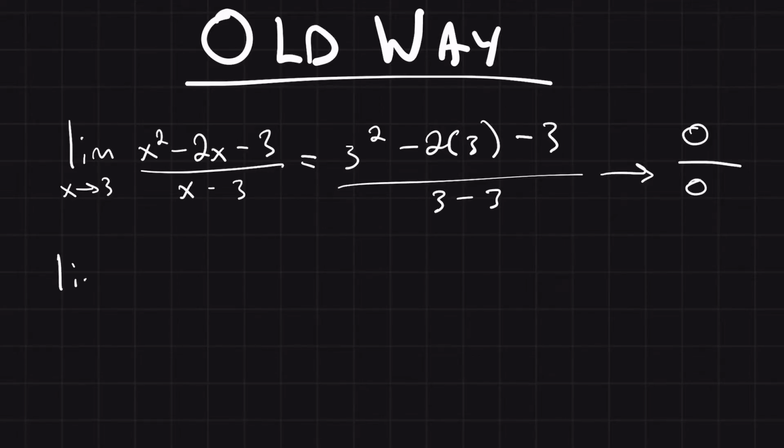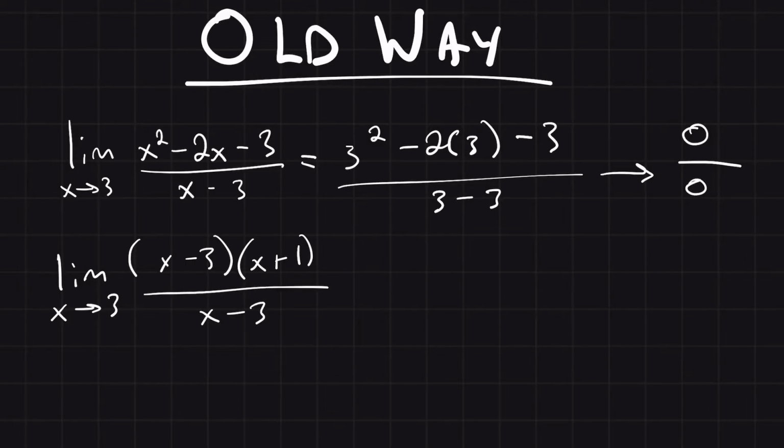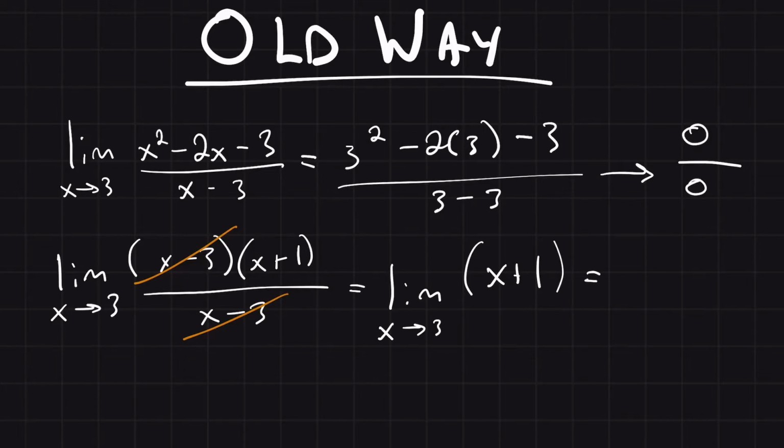So I'm going to go back to the original limit. And you might notice that the numerator can be factored. If we factor the numerator, that would factor to x minus 3 times x plus 1. Now that we have a common factor of x minus 3 in the numerator and in the denominator, those will cancel out. And our limit reduces to the limit as x approaches 3 of x plus 1. We could try direct substitution again. Substituting 3 in for the x, we would have 3 plus 1, which is equal to 4.